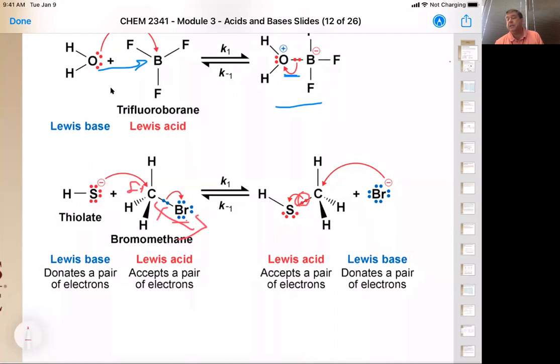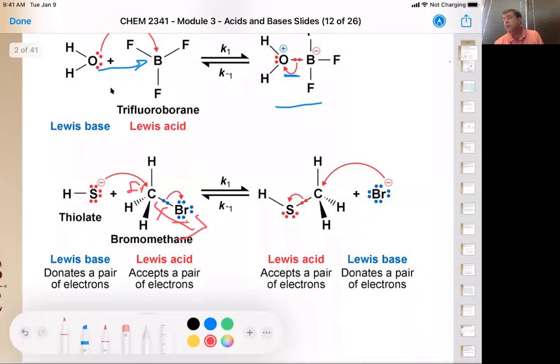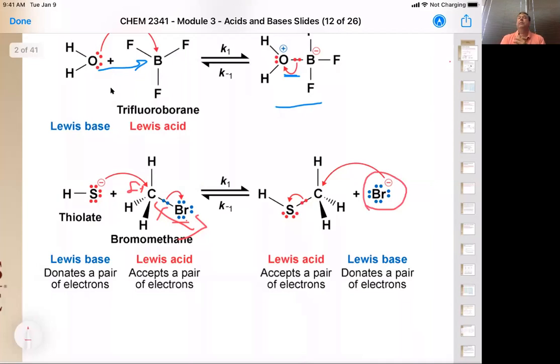And so what can happen is these electrons come in, create a new sigma bond here, and it also generates the bromide ion. Okay, so our bromide ion now has a negative charge. It's now a Lewis base. It has electrons. It's ready to donate and share.